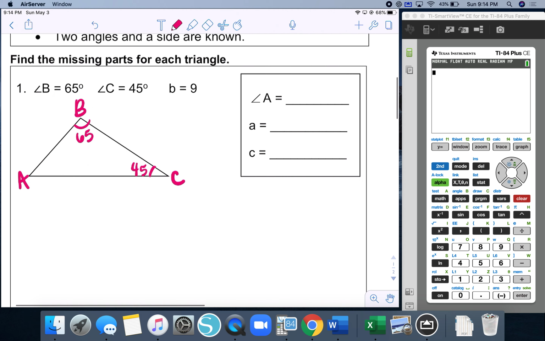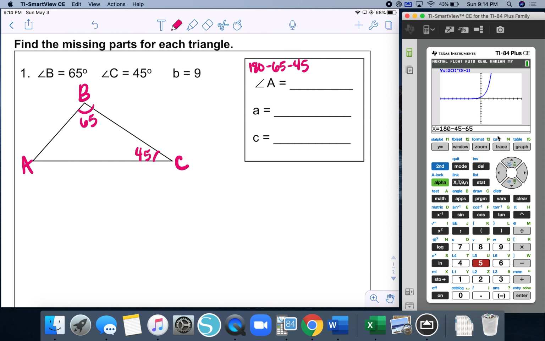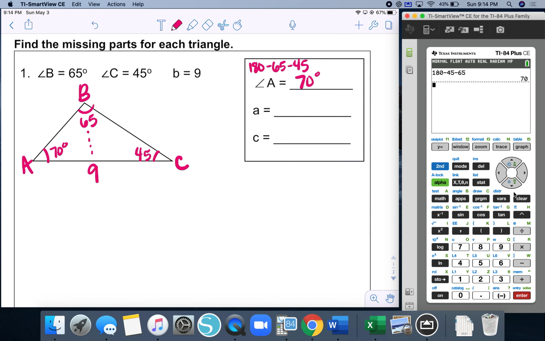First, to find angle A, we can do a simple 180 minus the two angles we know. So in my calculator, 180 minus 45 minus 65 is 70 degrees. So this angle A is going to be 70 degrees. Then we know side B is 9.